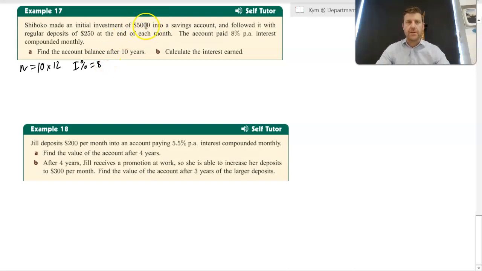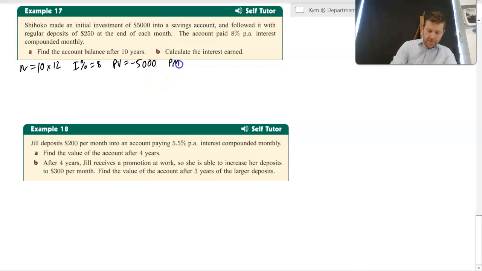The present value that we're going to start with in this case is minus 5,000 that we're putting onto the calculator. So that's the initial investment, $5,000, but don't forget to make it a negative value when you're entering it into the graphics calculator. The PMT, so the amount that you're investing per period, in this case per month, is $250. Again, that's going to be a negative value, so negative 250.